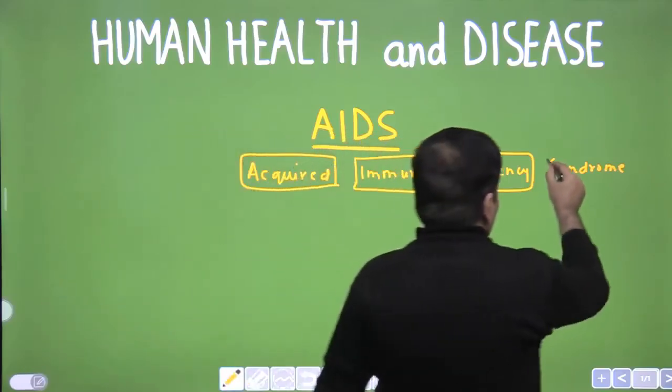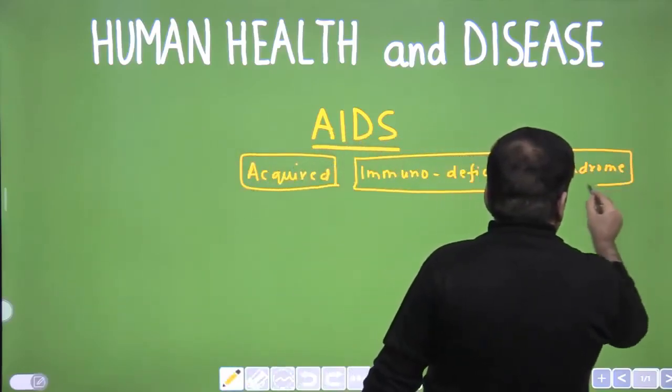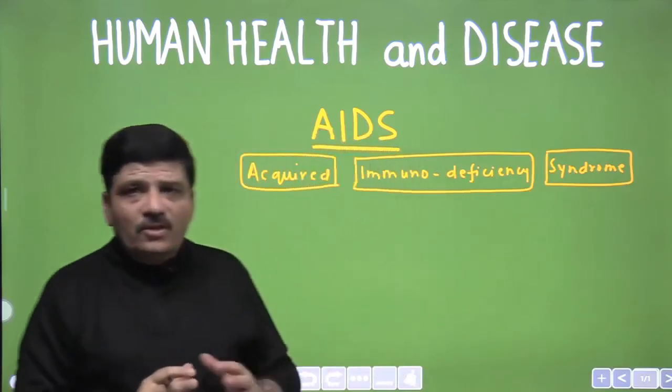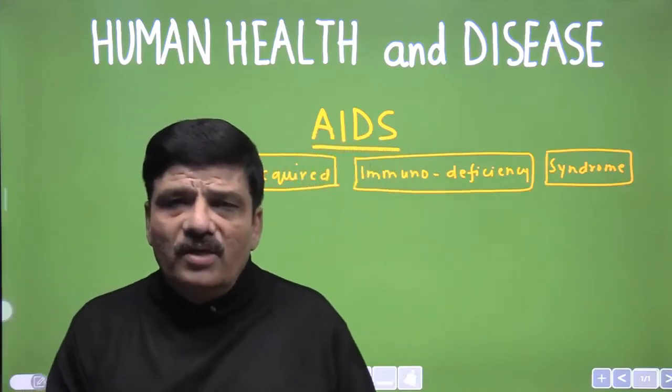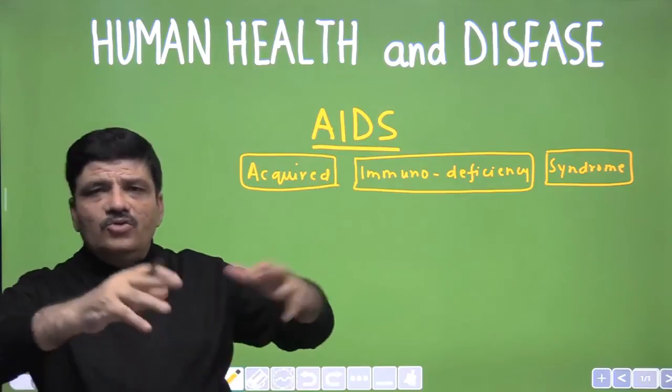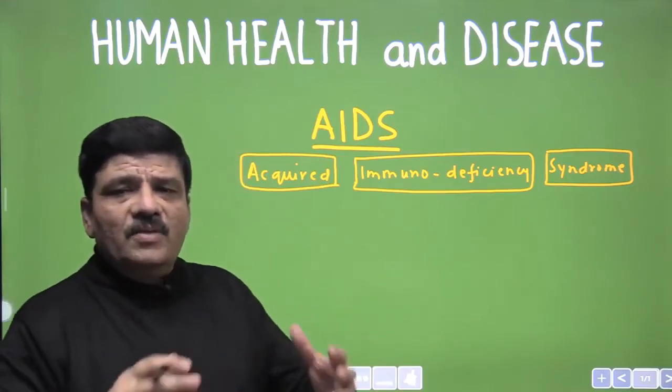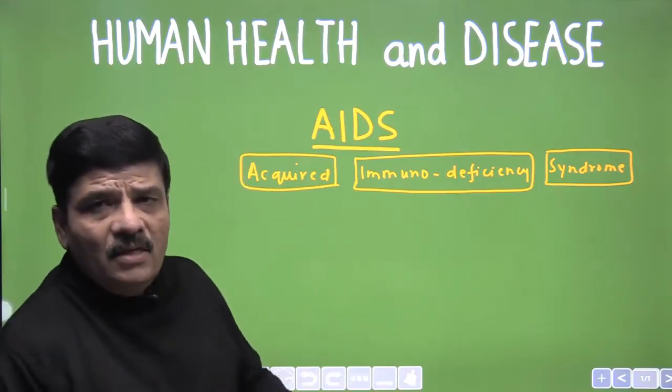And if you look at this word, this is syndrome. This syndrome means that it has a constellation of signs and symptoms. So it is not only a few signs and symptoms, there are a huge number of signs and symptoms, and such types of diseases are actually called a syndrome.